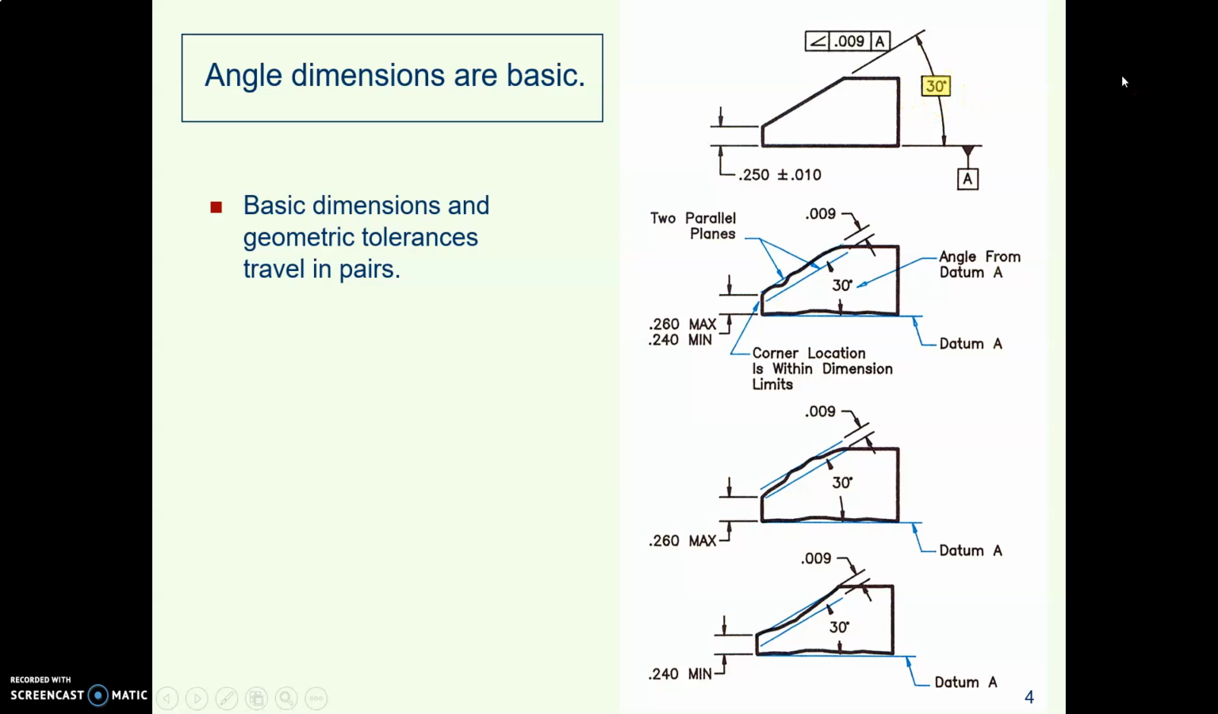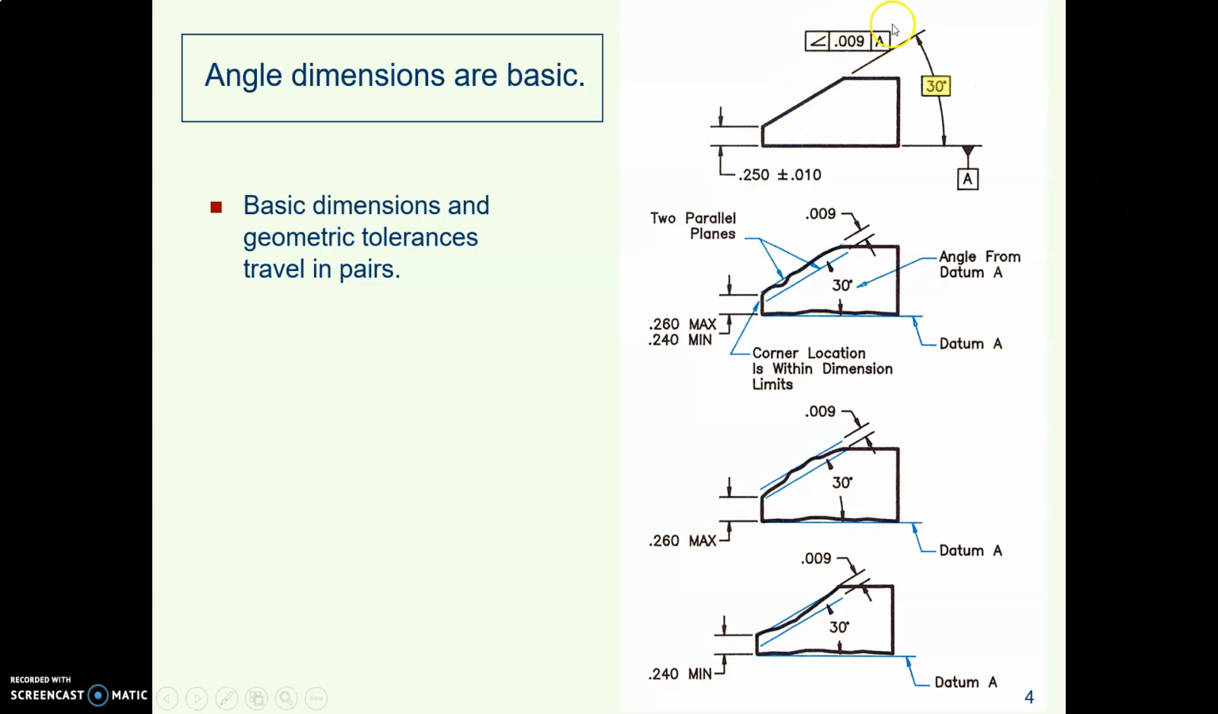Remember that geometric tolerances and basic dimensions travel in pairs. And here's the thinking about that. This basic 30 degrees is a theoretically exact angle. That is the angle this surface would be if you could make a perfect part. Then this geometric tolerance is how much variation you can tolerate away from that theoretically exact angle.